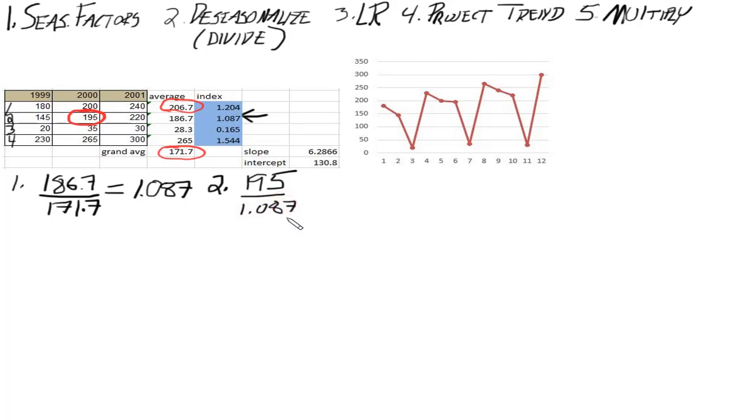1.087. It doesn't matter exactly how many decimal places you use on these seasonal indexes. Obviously, the number that you use will impact the answer that you get, but I would say at least 2 is enough. 3 is also good. Make sure you don't need more than that. Apparently I forgot to finish that part, so I have to write it down. 195 divided by 1.087 is 179.4. So then we could do that for every single data point.